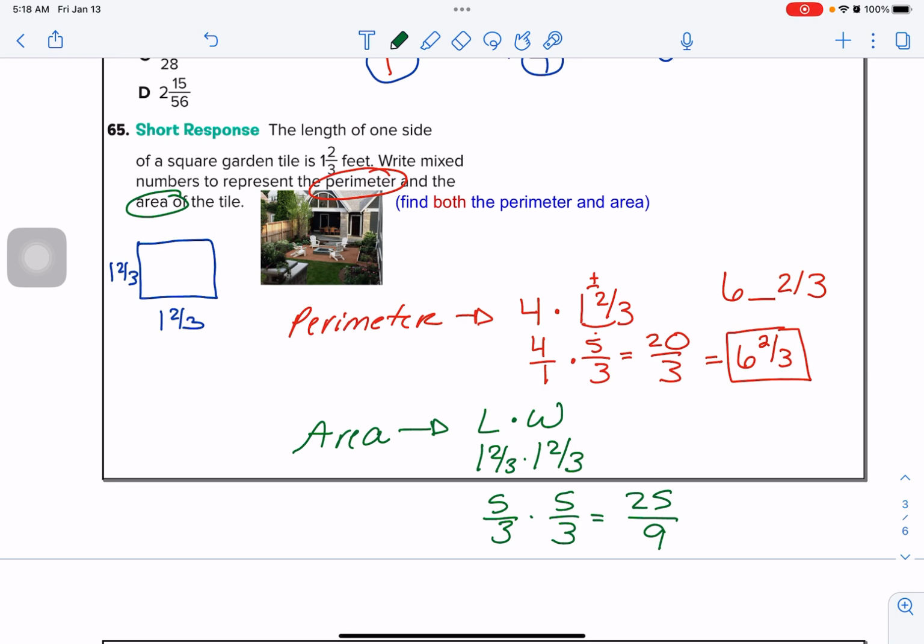Now I say, how many times does 9 go into 25, which is twice. That makes 18. To get from 18 to 25, I would add another 7/9. So my answer would be 2 7/9 would be the area when I do length times width. Again, when you see that typed up somewhere, you might see it written like this. This is how they show mixed numbers in your Skyward formative.